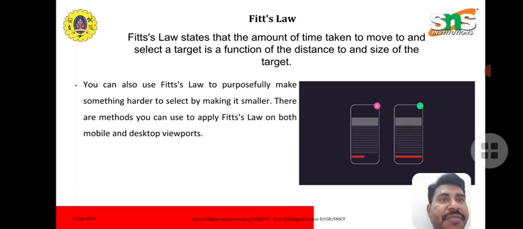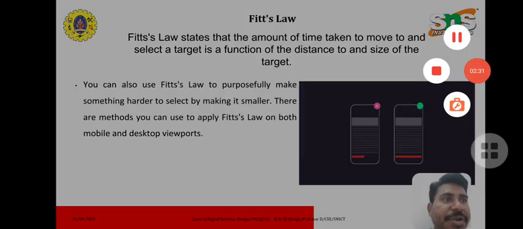Next we enter into the various laws. The first one is Fitts law. Fitts law states that the amount of time taken to move to and select a target is a function of the distance to and the size of the target. You can also use Fitts law to purposefully make something harder to select by making it smaller. There are methods you can use to apply Fitts law on both mobile and desktop viewpoints.